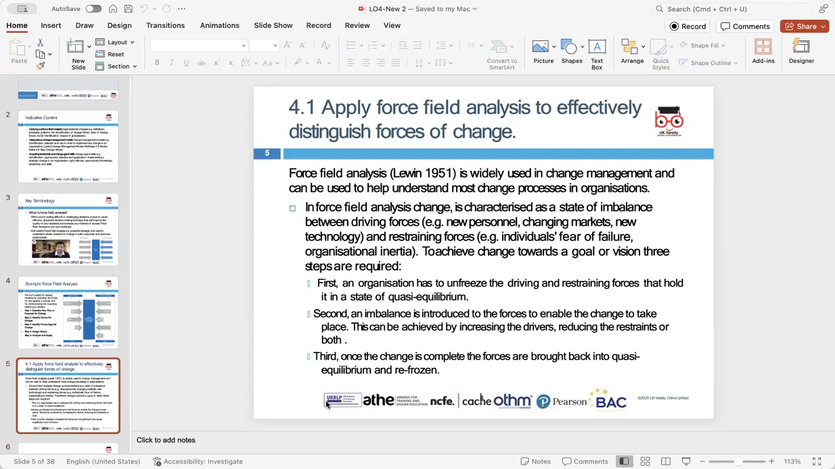This three-step process is critical for organizations seeking sustainable change. By systematically managing the driving and restraining forces, leaders can ensure that the change process is controlled and leads to long-term improvement.